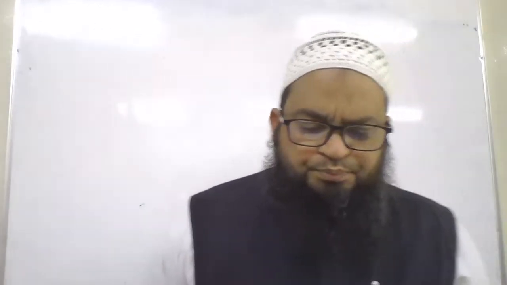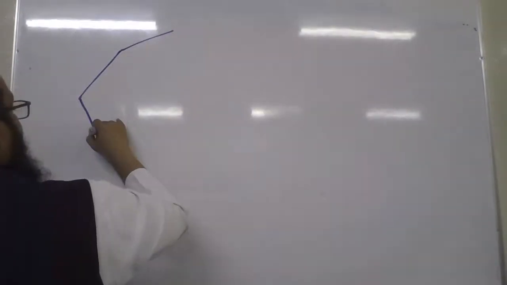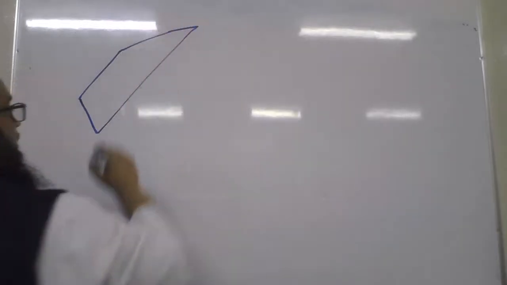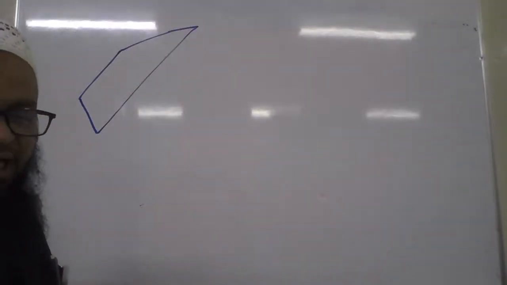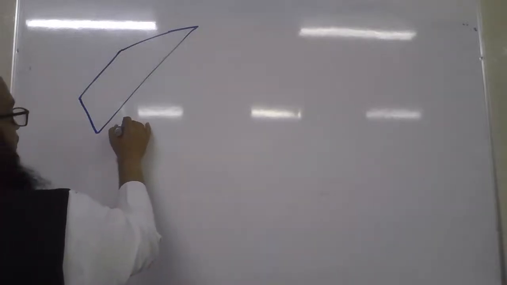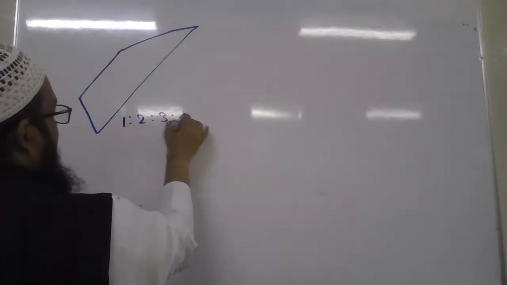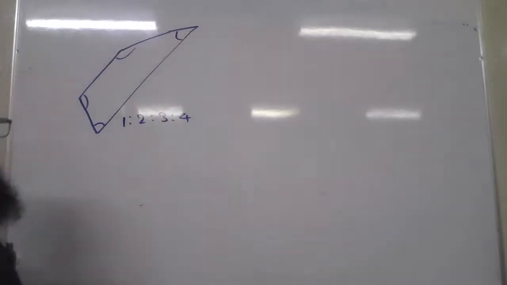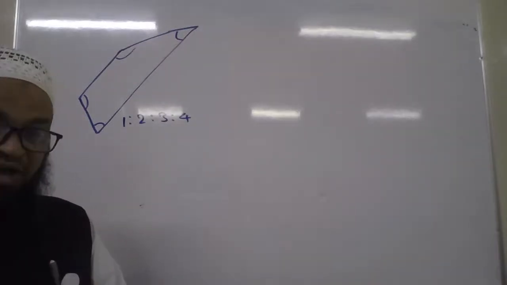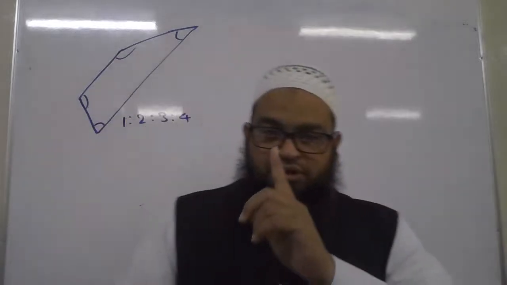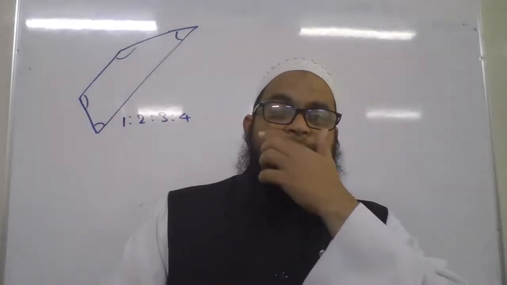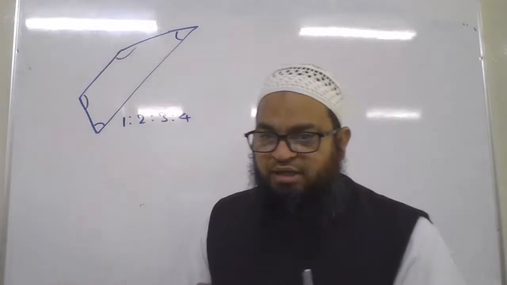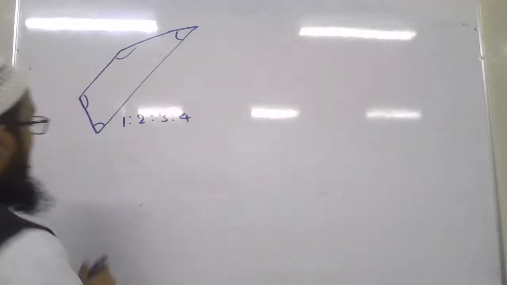Good. Given that the ratio of all angles is 1 is to 2 is to 3 is to 4. So there is a quadrilateral like this, and the ratio is given, 1 is to 2 is to 3 is to 4. He is talking about angles. So whenever a ratio is given, what is the first step? Whenever you see a ratio, we need to take parts. Yes, very good, Sriram. Fastest fingers.